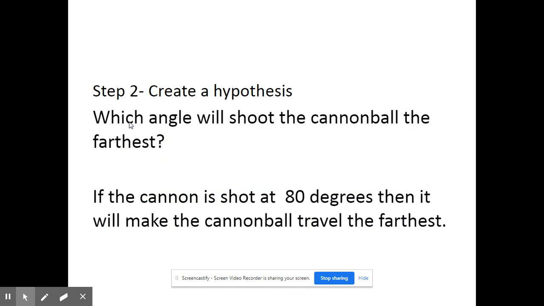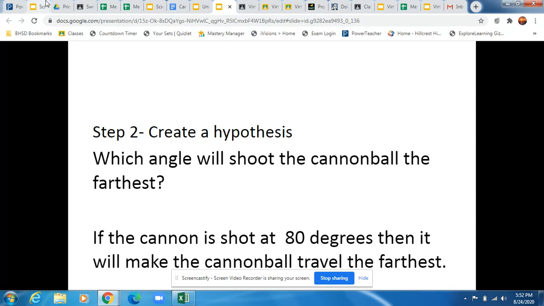Okay, so the first thing we need to do is come up with a hypothesis. What is a hypothesis? Well, a hypothesis is an if-then statement. It is testable, and it solves the problem. So our problem was which angle will shoot the cannonball the farthest? Well, somebody in my 8th period class yesterday said 80 degrees. So therefore, our hypothesis was if the cannon is shot at 80 degrees, then it will make the cannonball travel the farthest.